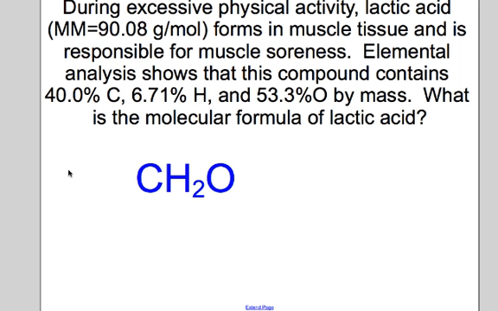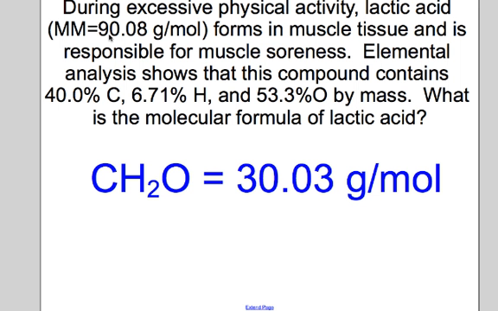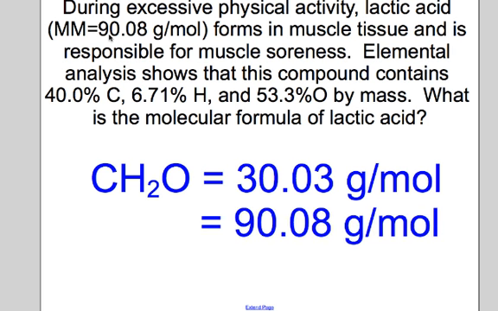However, when you add up the molar mass of CH2O, it doesn't weigh 90.08 grams, it weighs 30.03 grams per mole. So I'm looking for a formula that has the same empirical formula as CH2O, but it also has a mass of 90.08 grams per mole. So I want the same 1-to-2-to-1 ratio, but I want it to weigh, notice, what? 3 times more.